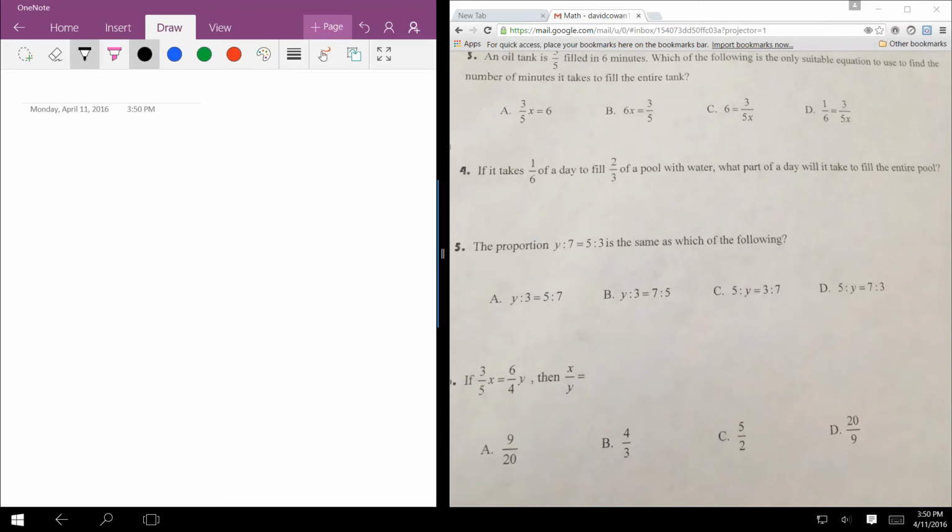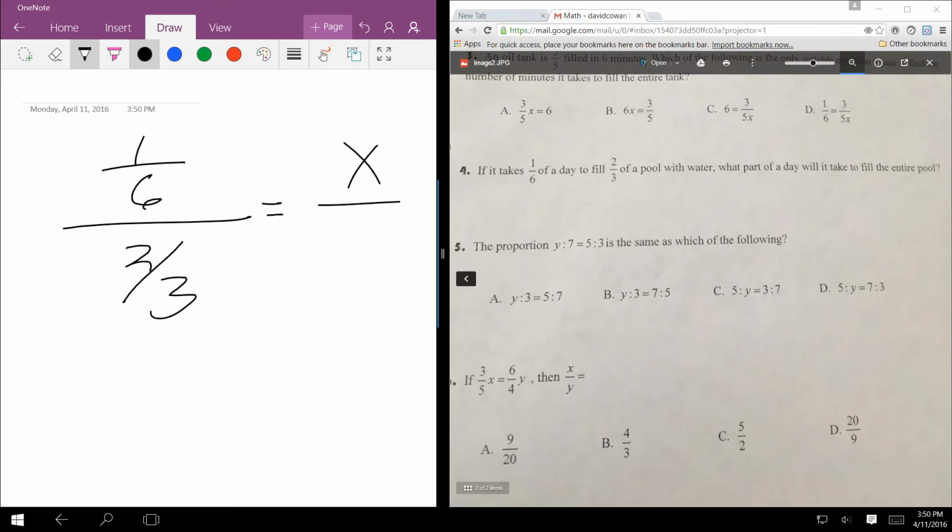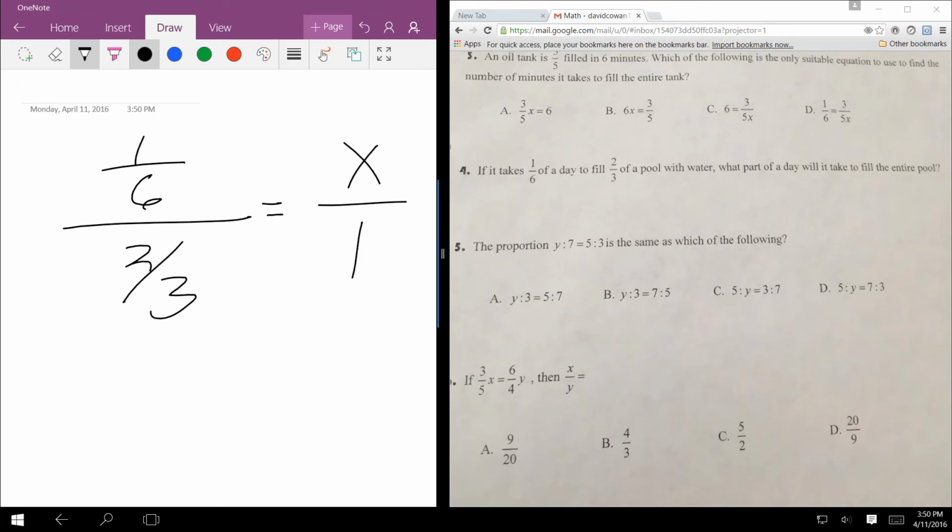If it takes 1/6 of a day to fill 2/3 of a pool with water, what part of a day will it take to fill the entire pool? So give me ratios I can write an equation with. Actually very similar to the previous problem. I'm glad we stuck with the previous problem until we got how to set it up. So you could put 1/6 over 2/3 and x over 1. Now simplify. 2/3 x equals 1/6.